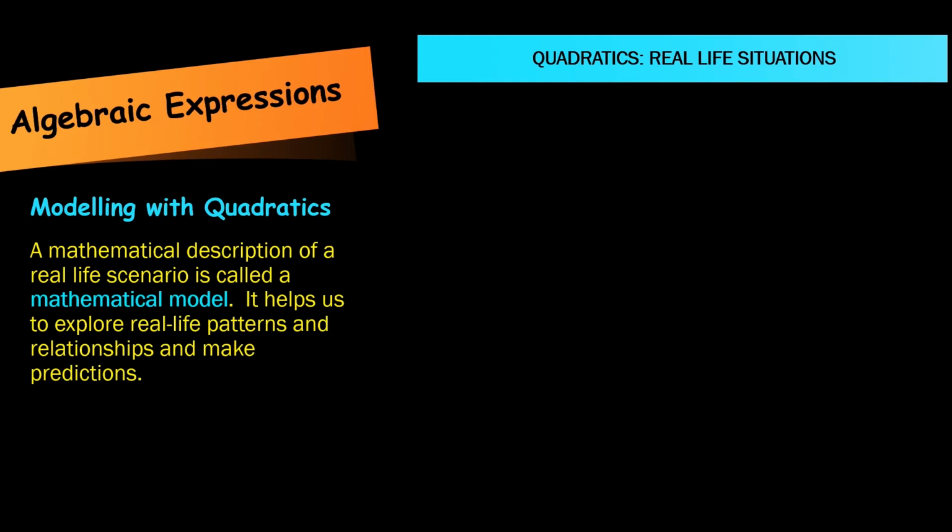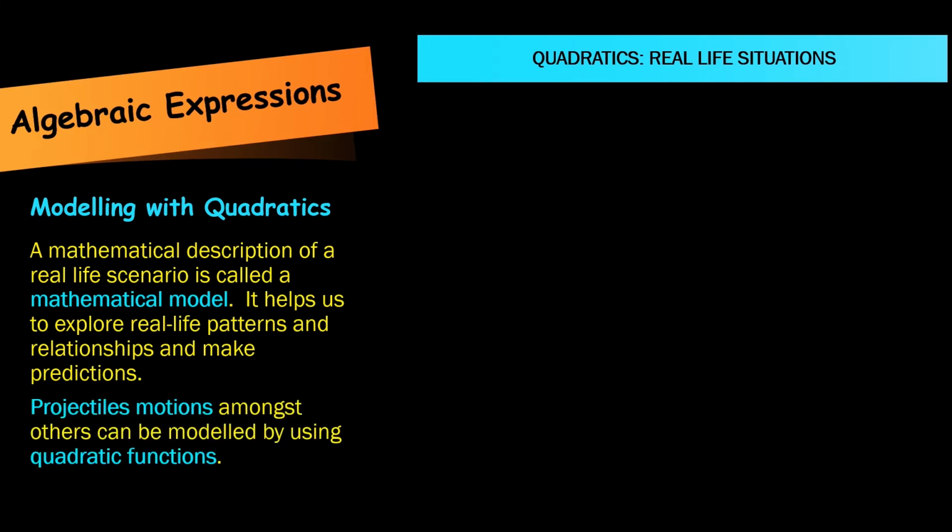A mathematical description of a real-life scenario is called a mathematical model. It helps us to explore real-life patterns and relationships and make predictions. Projectiles' motions, amongst others, can be modelled by using quadratic functions.